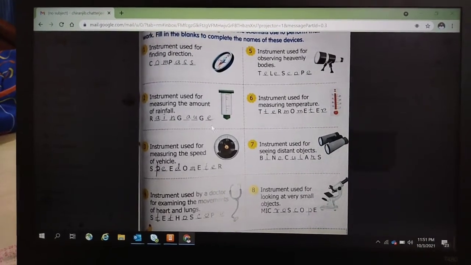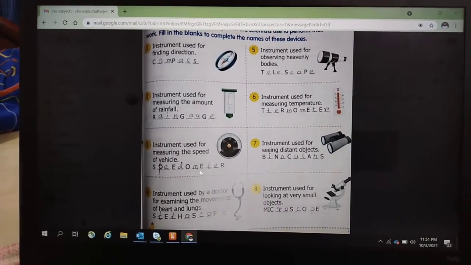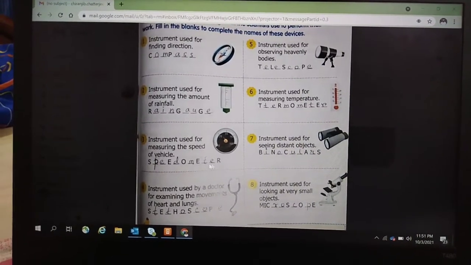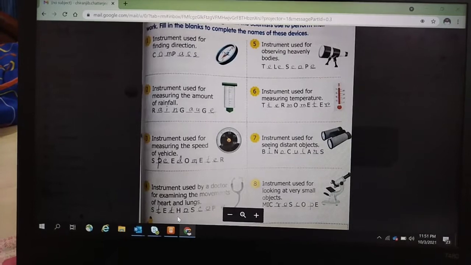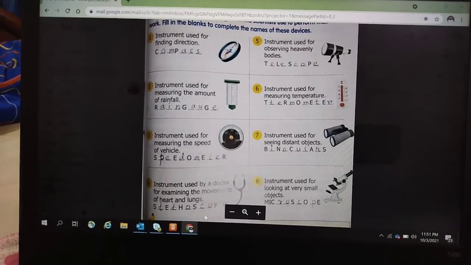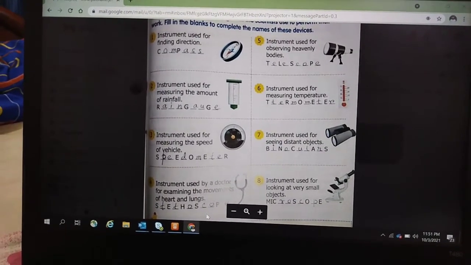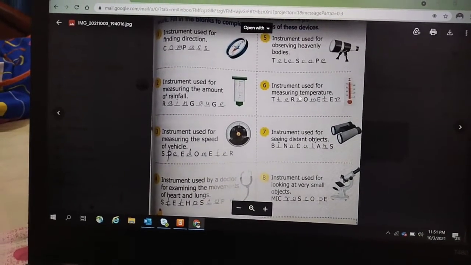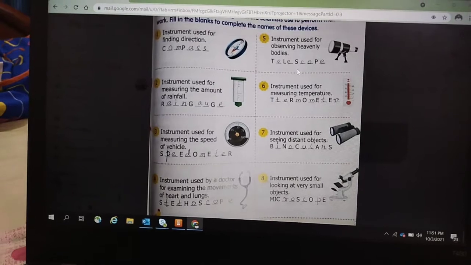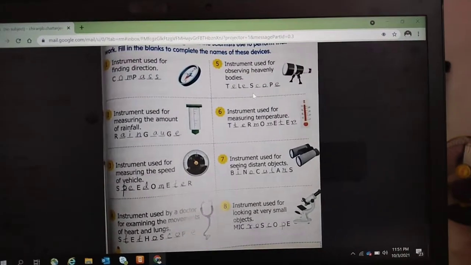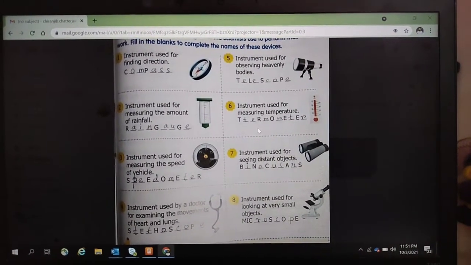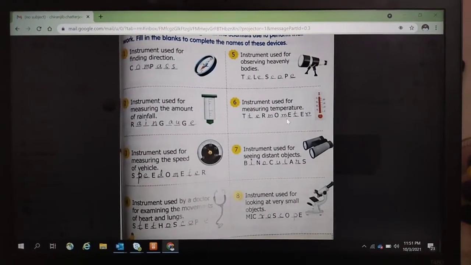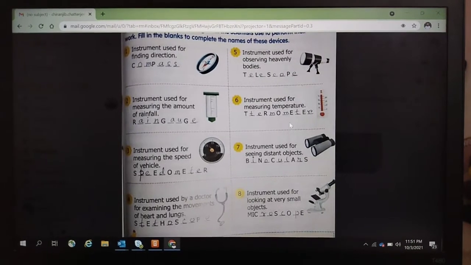Number three, instrument used for measuring the speed of vehicles, that is called speedometer. Number four, instrument used by a doctor for examining the movement of heart and lungs. Yes, everybody knows that. That is a stethoscope. Number five, instrument used for observing heavenly bodies. The answer is telescope. Okay, number six, instrument used for measuring temperature. Yes, everybody knows that. That is called the thermometer.